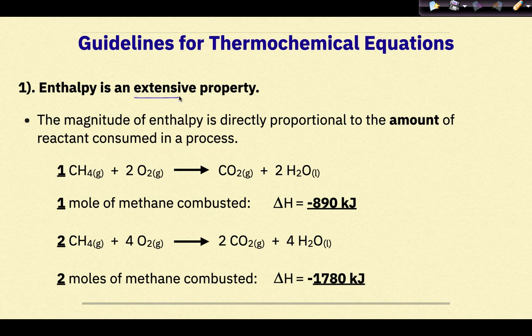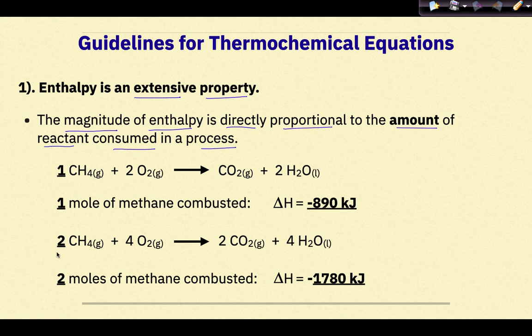Enthalpy is an extensive property. The magnitude of enthalpy is directly proportional to the amount of reactants consumed in a process. So here we have a chemical reaction. 1 mole of methane reacts with 2 moles of oxygen to produce 1 mole of carbon dioxide and 2 moles of water. As a result, 1 mole of methane combusted, and we have a delta H of negative 890 kilojoules. In other words, 890 kilojoules is released.